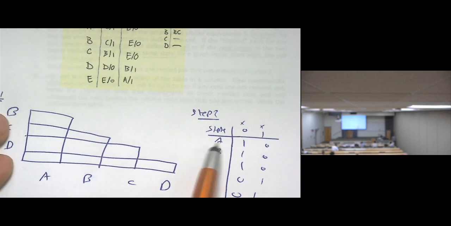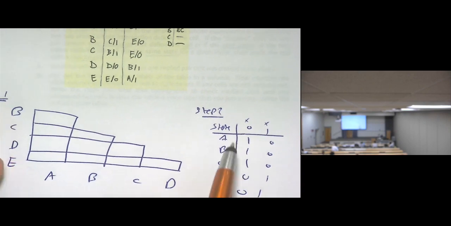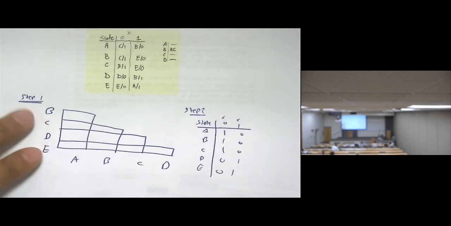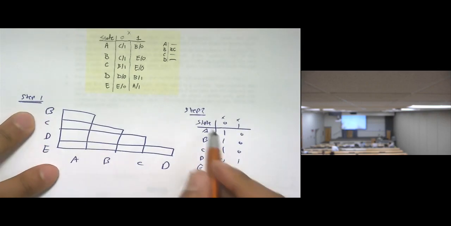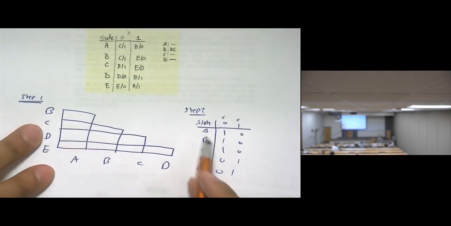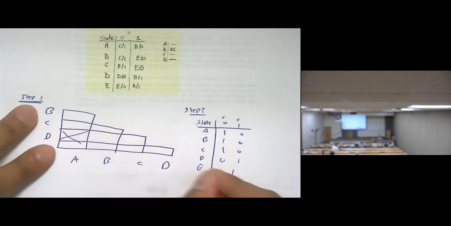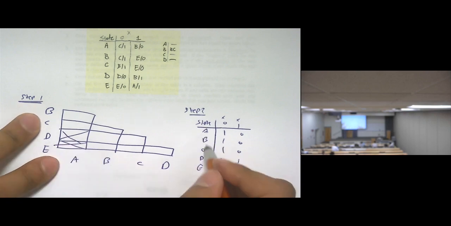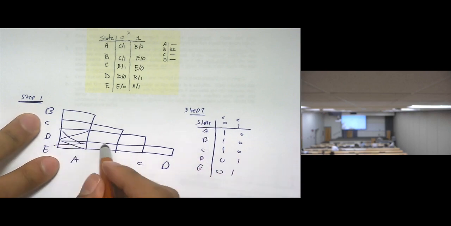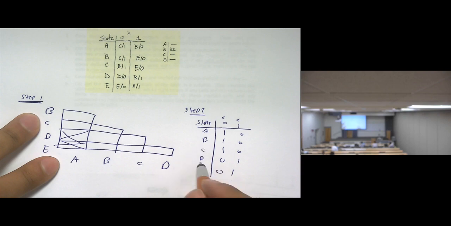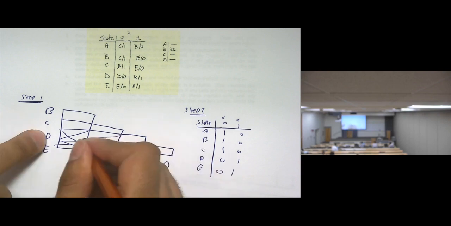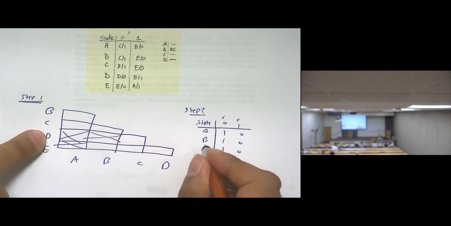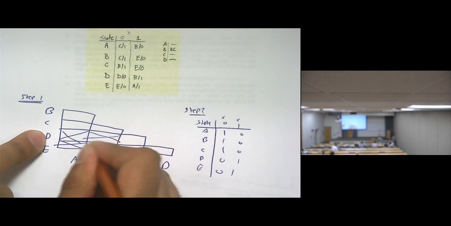So between A and B, do those have the same output? Yes. So no crossing. A and C the same. Don't cross A and C. A and D are different, so cross it. A and E are different. Cross it. B and C are the same. Don't cross. B and D, cross it. B and E, cross it, right?